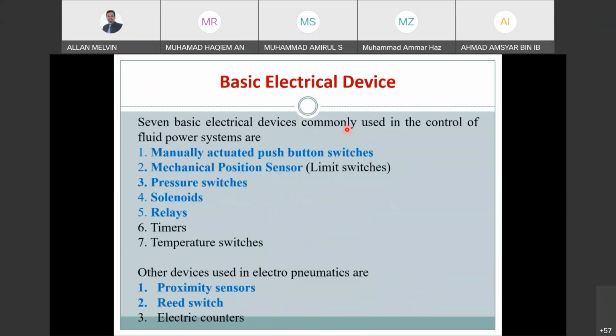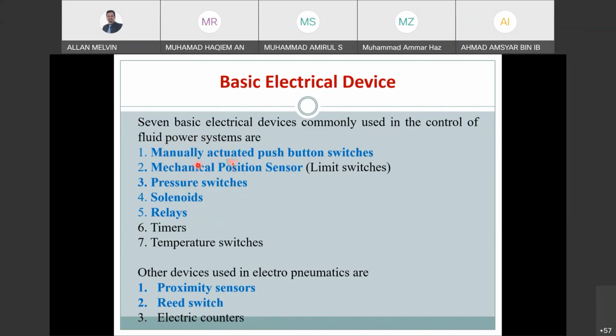Okay, so basic electrical devices. Seven basic electrical devices commonly used in the control of the power system. So you can see the manually actuated push button switches. Okay, I think we learned this before. What are the inputs that we can give? If not mistaken, chapter 2. So you can give a manual input, like using your own hand to press the push button, or you can use a foot pedal, or a hand lever. That is what we call manually actuated.